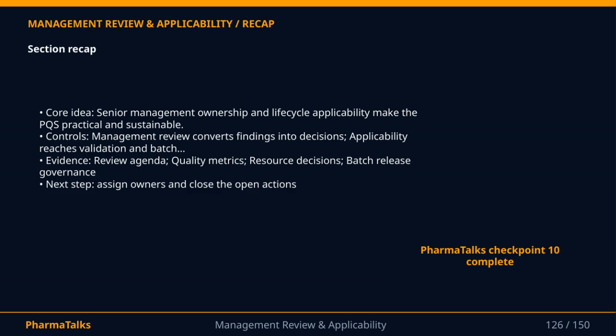Applicability ensures that all procedures and controls reach the necessary validation stages and are consistently applied to batch releases. To provide evidence of effective management review and applicability, we look at documentation such as review agendas, quality metrics, resource allocation decisions, and batch release governance records. These elements demonstrate how well the system is functioning in practice.